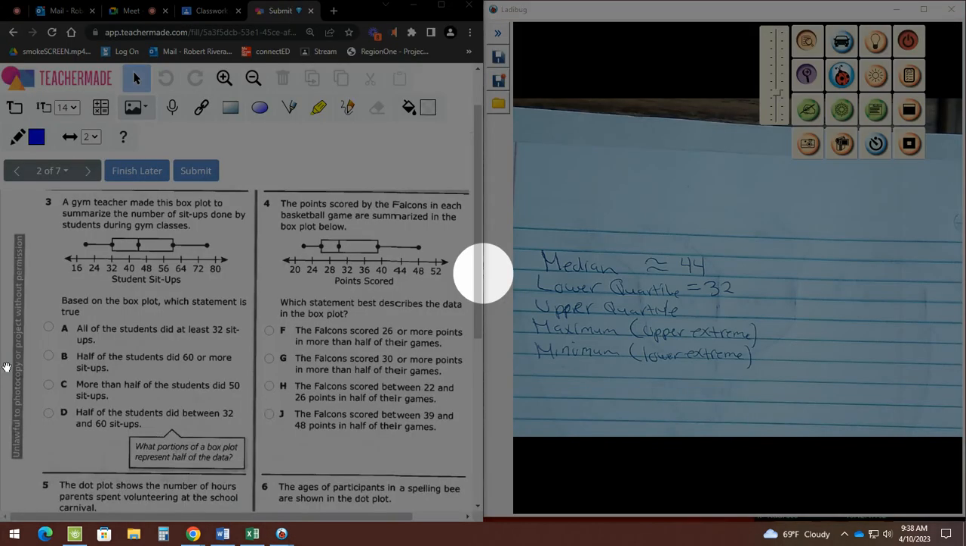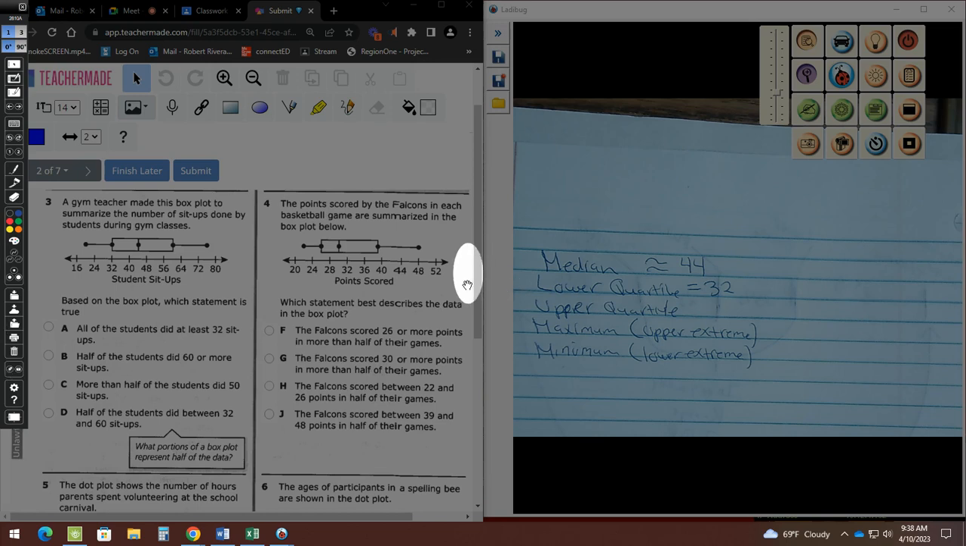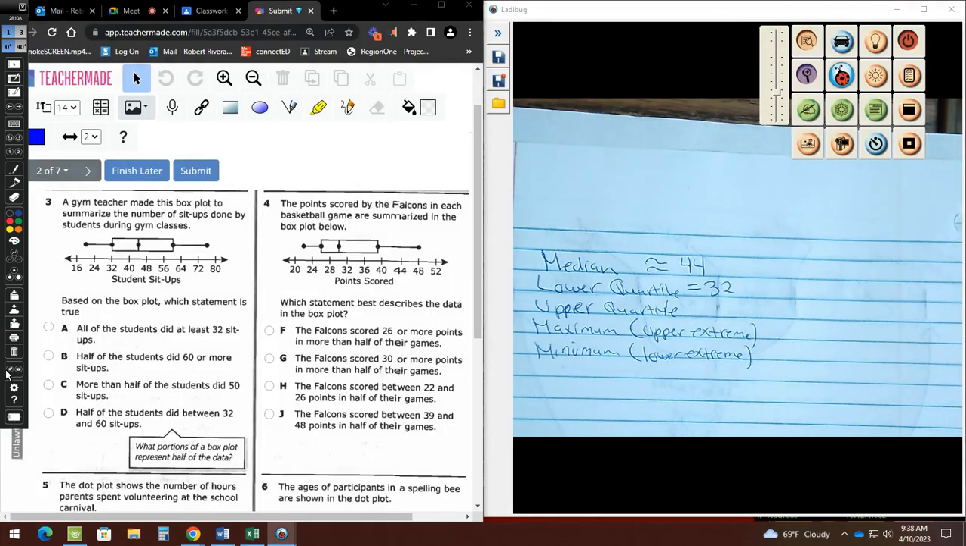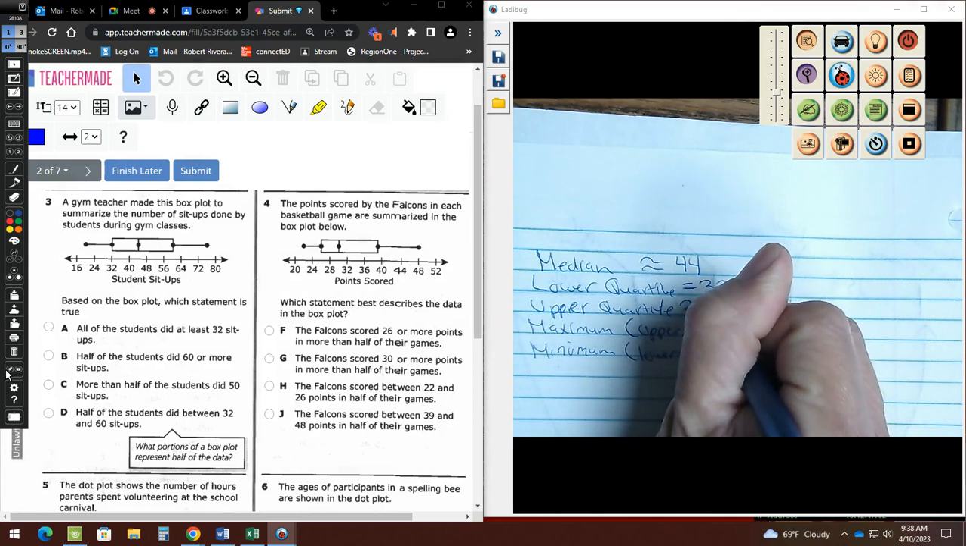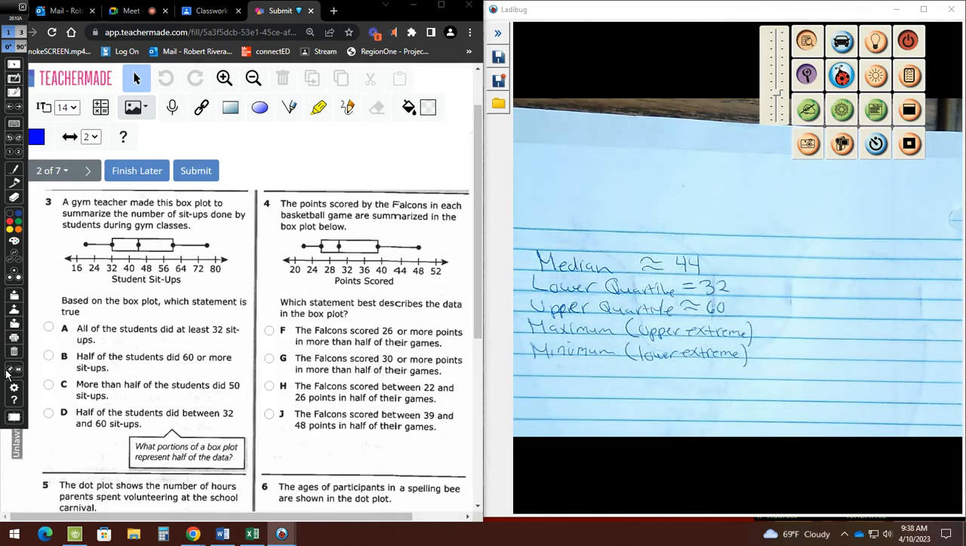When you see box plots in the STAR test, which I'm telling you 99.999% it's going to come out, when I get a box plot drawn, I'm going to quickly write those words. Upper. Right there. Okay? It's between 56 and 64. So what do you want to say? 60? Yes. Okay. 60.